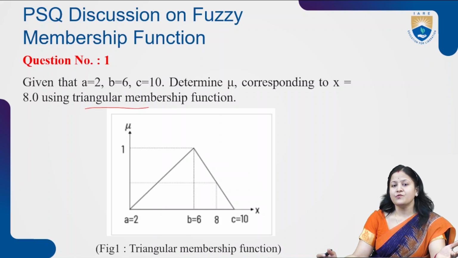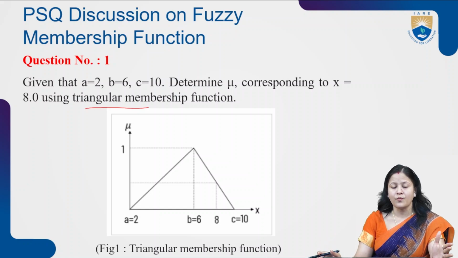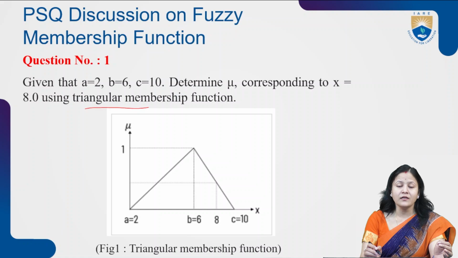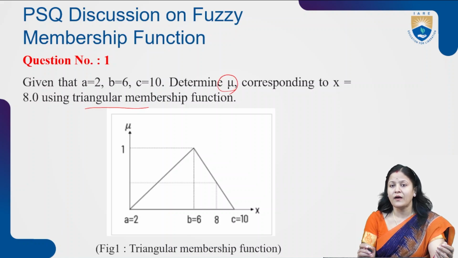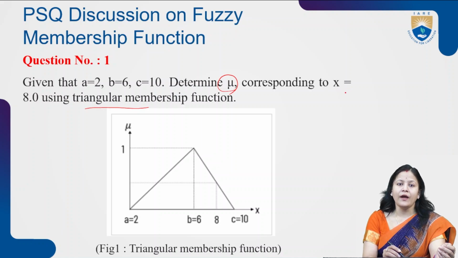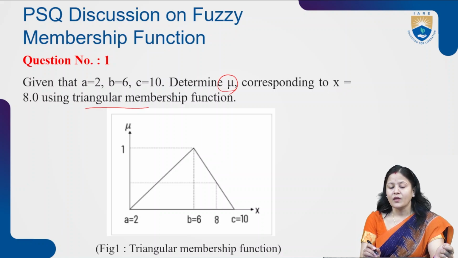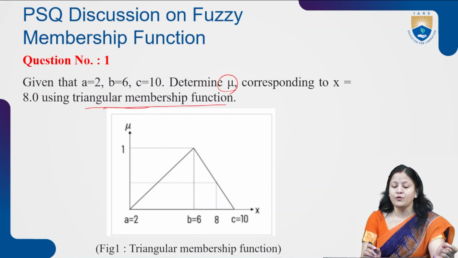There are various membership functions like the triangular membership function, trapezoidal membership function, sigmoid membership function, and many more. Based on the membership functions and their respective formulas, we can solve the problem. Now the first question is: given that A is equal to 2, B is equal to 6 and C is equal to 10, determine the membership value, the mu value, corresponding to x equal to 8 using the triangular membership function.